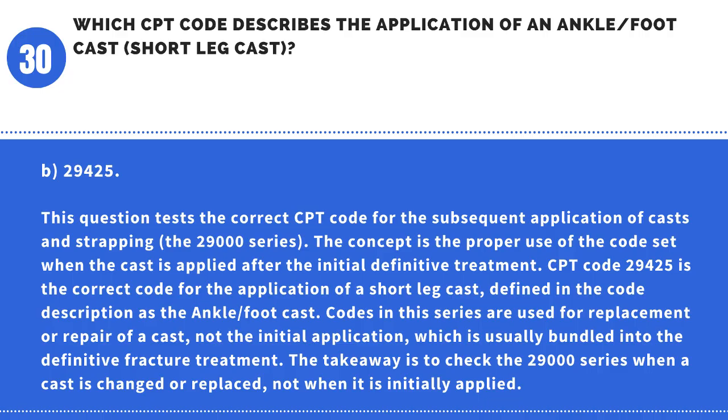29000 series. The concept is the proper use of the code set when the cast is applied after the initial definitive treatment. CPT code 29425 is the correct code for the application of a short leg cast, defined in the code description as the ankle/foot cast. Codes in this series are used for replacement or repair of a cast, not the initial application, which is usually bundled into the definitive fracture treatment. The takeaway is to check the 29000 series when a cast is changed or replaced, not when it is initially applied.